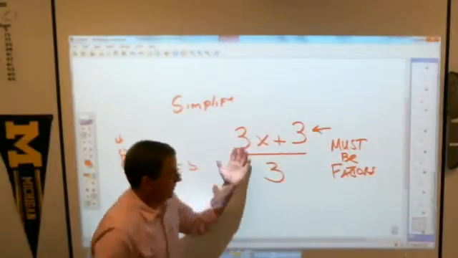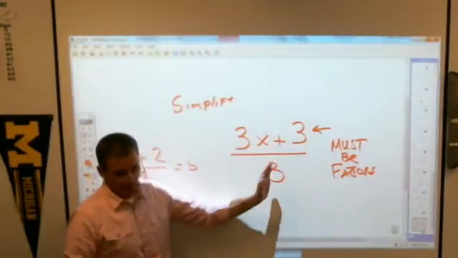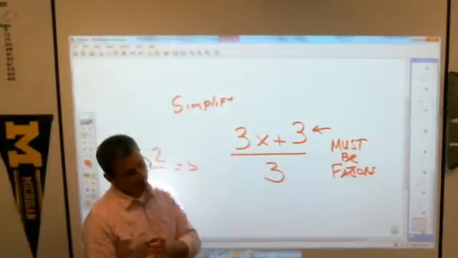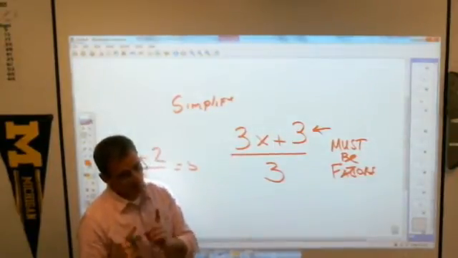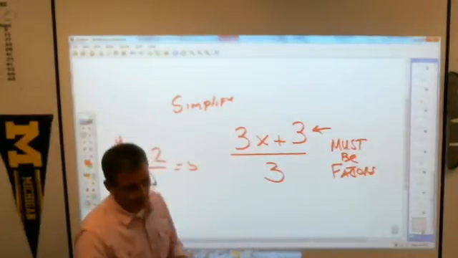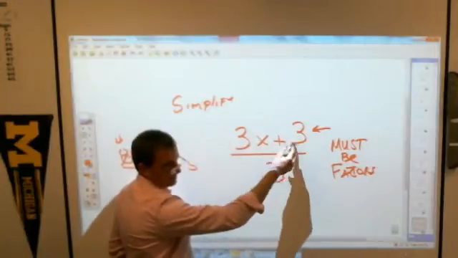In other words, this is a sum. This is an adding thing. I can't just willy-nilly go crossing things off with adding things. They have to be multiplying things. And that's why they showed you what to do when you factored out, because when you factor things, you make them factors. What can I factor out of the top, out of these two things?